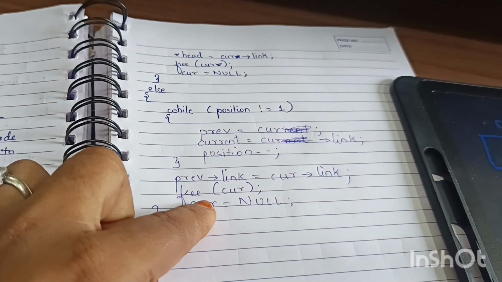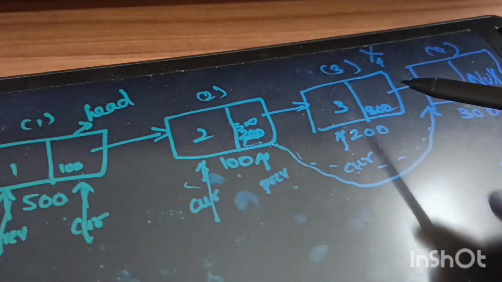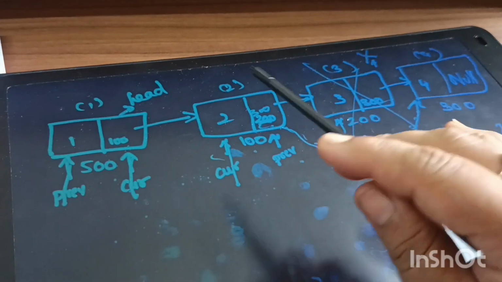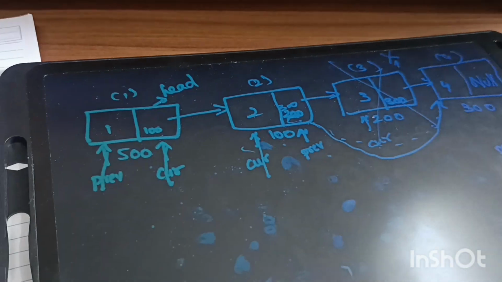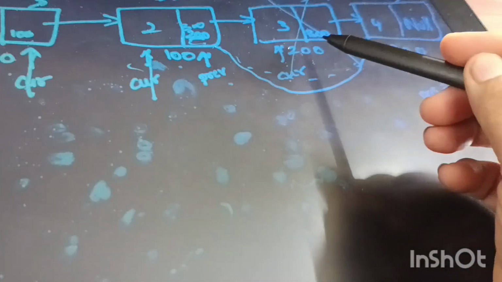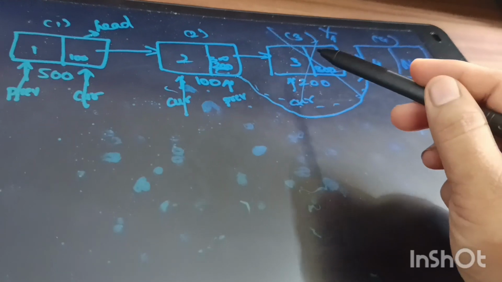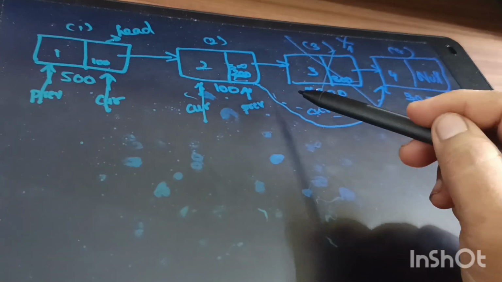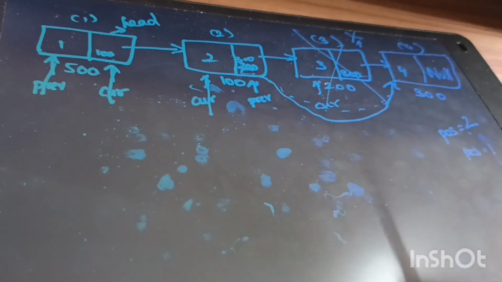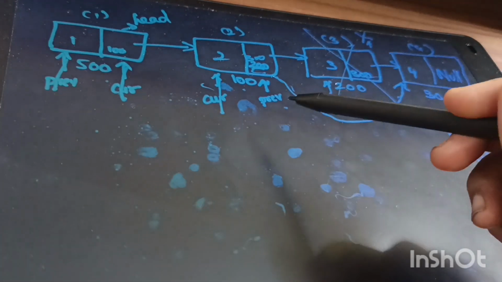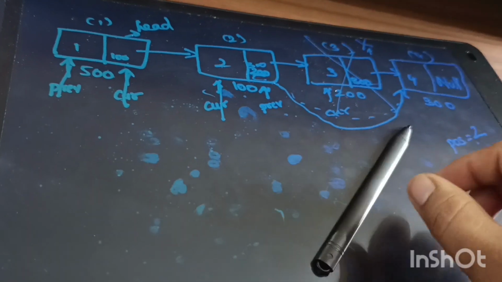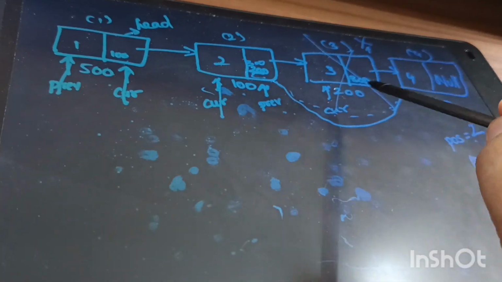Next what I am doing? Free current. I am freeing this. Now no problem. This link is disturbed. Next current equals to null. Since once I delete this, I have to make the position as null, such that it can be used by other variables also. So now this is how my linked list will look: 1, 2 and 4. So now I have deleted this.